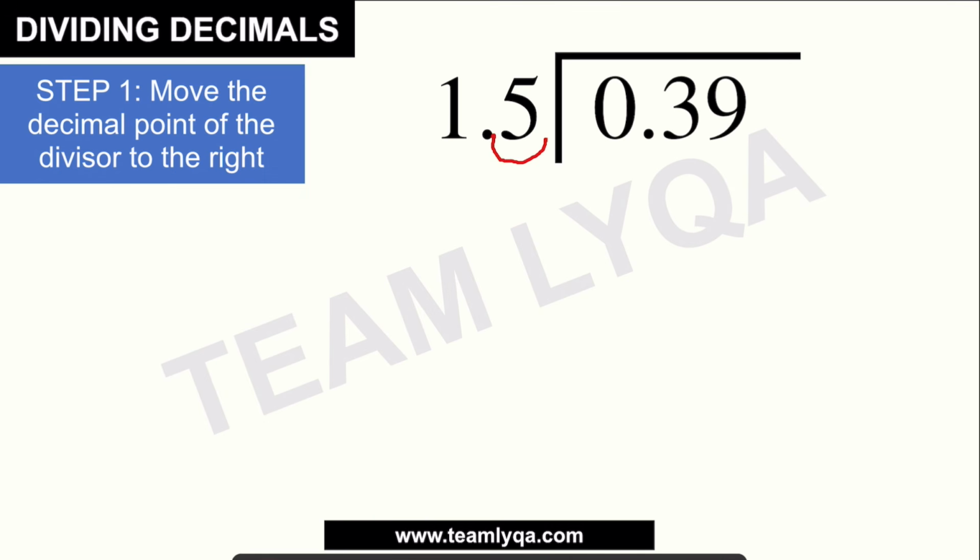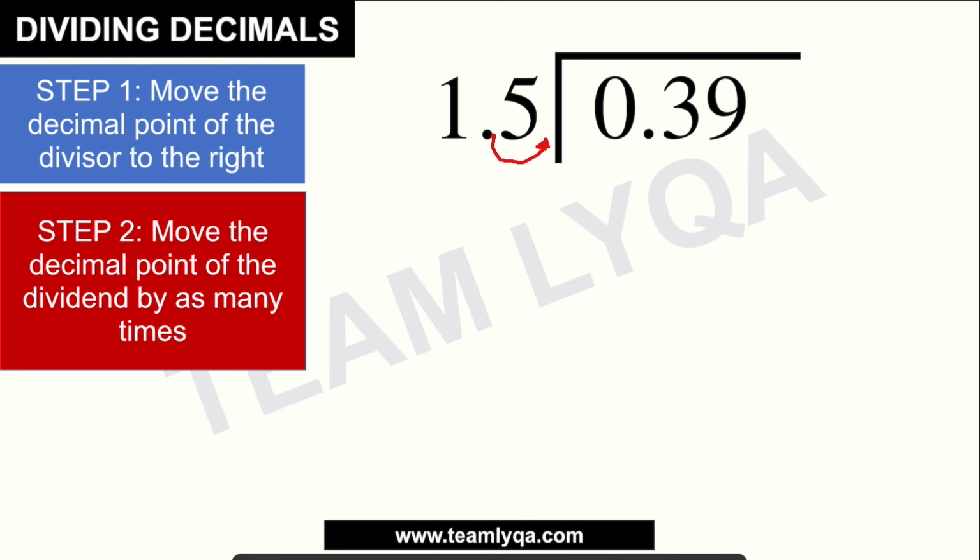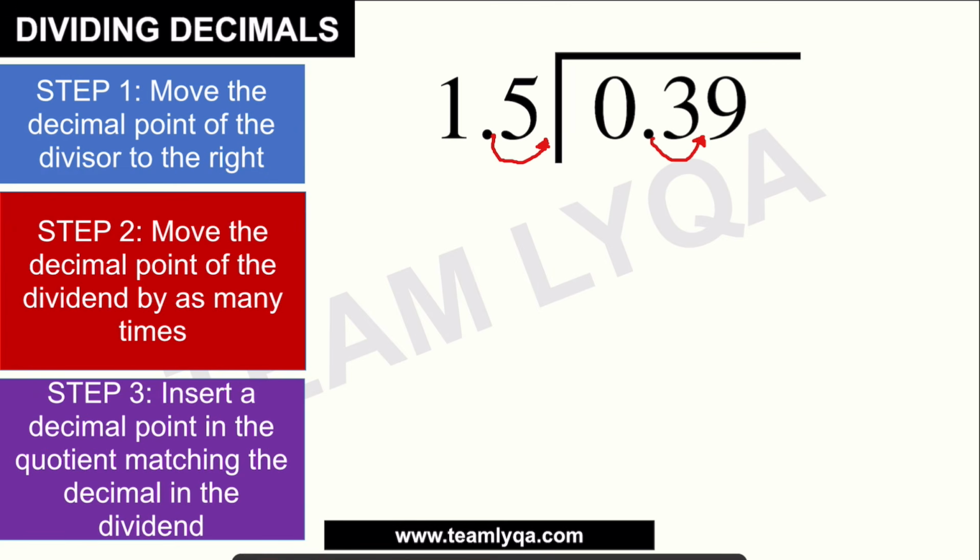So, you have one movement here to the right para maging 15 siya, which would mean igagalaw din natin ito ng isang beses para maging 3.9 as yung step 2 natin. Okay? Now, step 3, again, is to insert the decimal point. Nakamatch nung nasa ilalim. So, ibig sabihin nandito siya. Okay? And then we can start dividing. So again, this becomes 3.9 divided by 15.